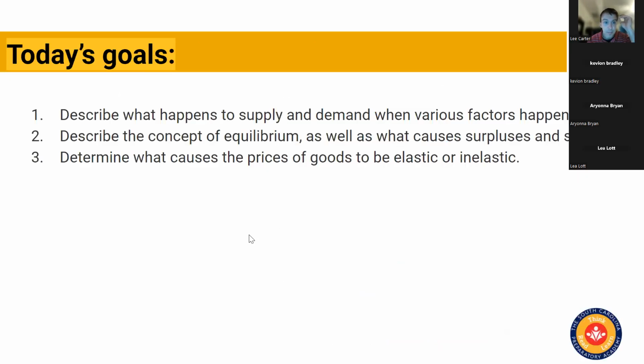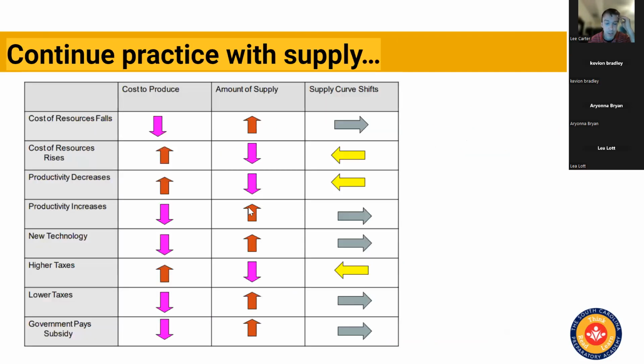Okay. All right, so we're going to talk about supply and demand when different things happen, in the concept of equilibrium and what causes surpluses and shortages, and then one more concept of elastic and inelastic prices. Okay, so I finished up with this one last time, with the supply chart.